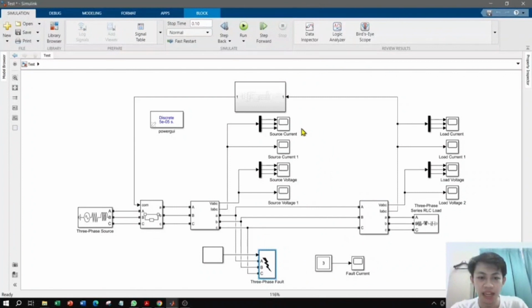Hi, my name is Liang. So now I'm going to demonstrate the simulation that we have already done in the project. So this is in MATLAB Simulink. This is the block model of the simulation.